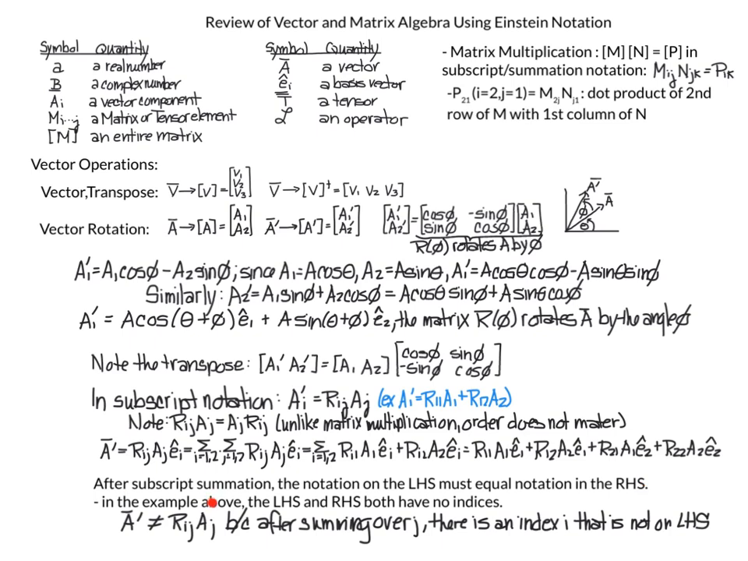One other note, after subscript summation, the notation on the left-hand side must equal the notation on the right-hand side. So in the example above, the left-hand and right side both have no indices. So here we have no index. And over here, we've summed over everything, so there's no index. So you would never have something like A prime is equal to R sub ij, A sub j, because the j's would be summed over, but then you would have this leftover index i. So there's not an index on the left-hand side, so this would be invalid. So your indices on your equations have to balance. And that's kind of a little check to see that you've done everything correctly.